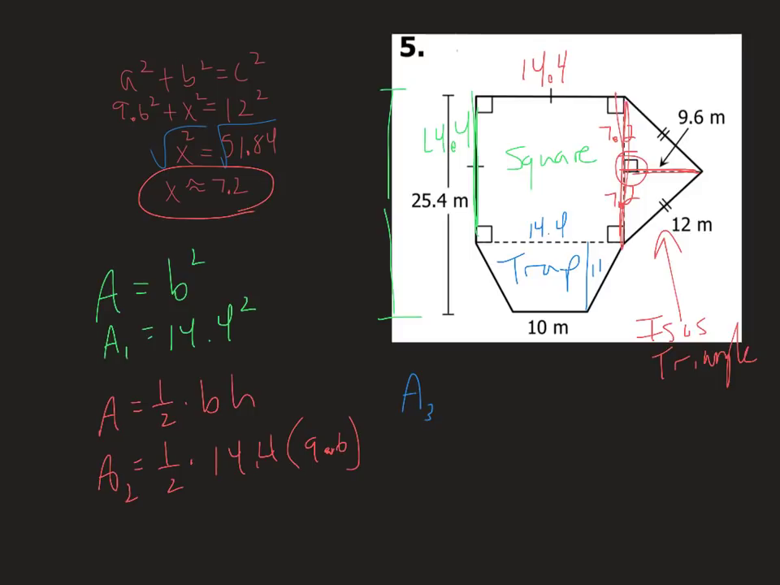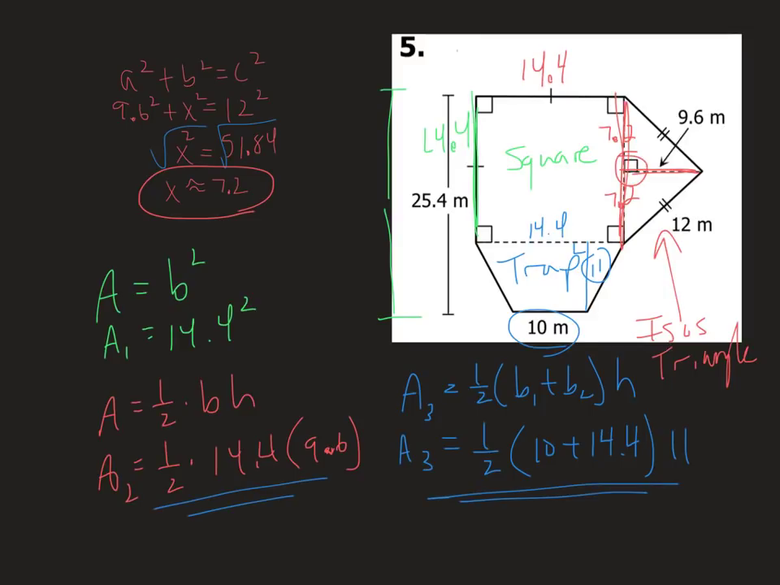Area sub 3 is going to be our trapezoid, 1/2 times base 1 plus base 2 times our height, which is going to be 1/2 times 10 plus 14.4 times our height. I'll put in the little 90-degree, which is 11. Okay, and that's going to be our area sub 3. So find this, find this, find this, add them all together, and get a grand total area for the whole show. And don't forget that's going to be in square meters because it's two-dimensional space.